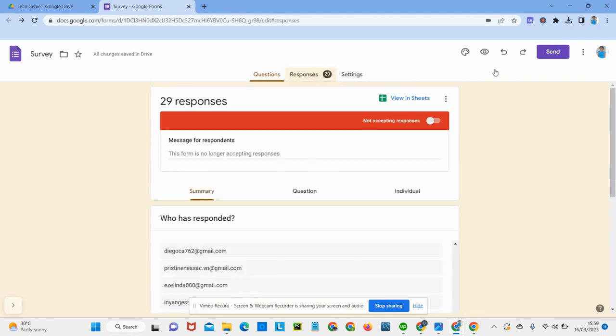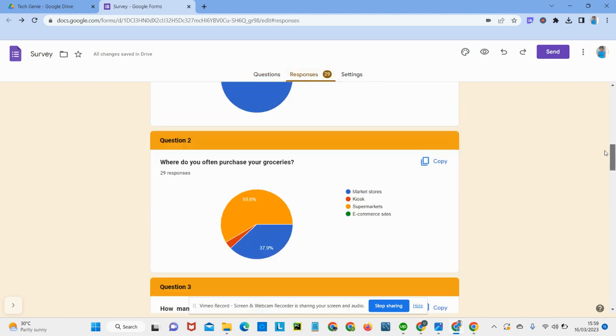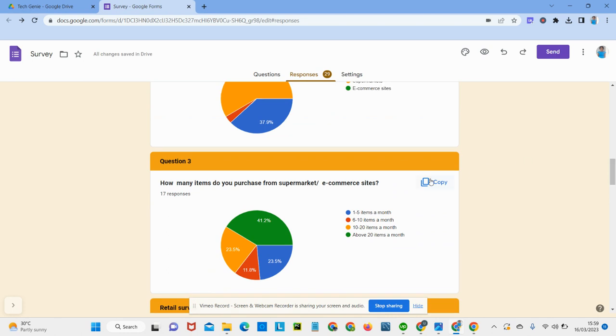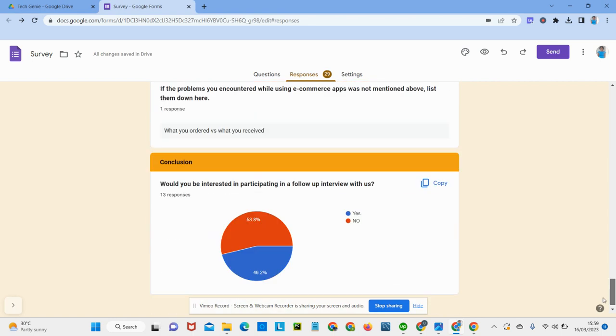And then what do the responses look like? So you can see the responses. Google Forms automatically puts everything in a chart for me. So what I just need to do is copy and maybe paste on my slides or wherever I'm going to be presenting, and then just begin to interpret what all these results mean to me. And so that's that.